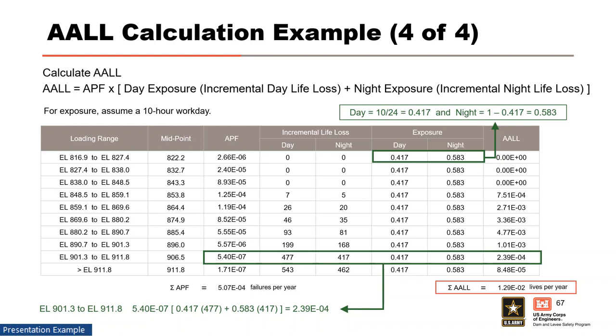For the night exposure, you could have also taken the 14 remaining hours and simply divided by 24, which also equals 0.583. Now that we have everything we need, we are ready to calculate the average annual life loss. To do this, at each loading interval, we multiply the day exposure by the day incremental life loss and add that to the product of the night exposure and the night incremental life loss. We then multiply that sum by the APF. Finally, we sum the average annual life loss calculated for each interval and get a total average annual life loss of 1.29 times 10 to the minus 2 lives per year.